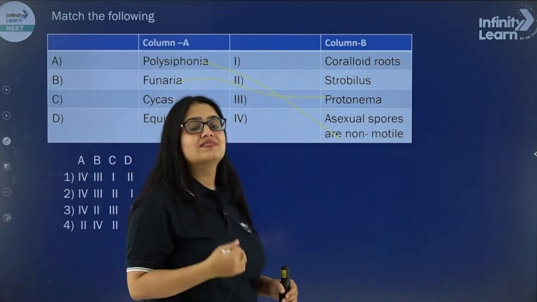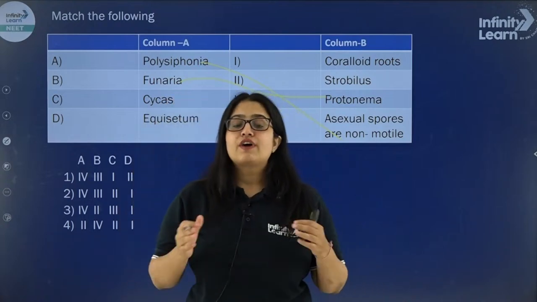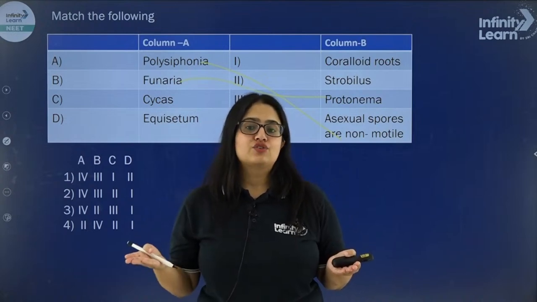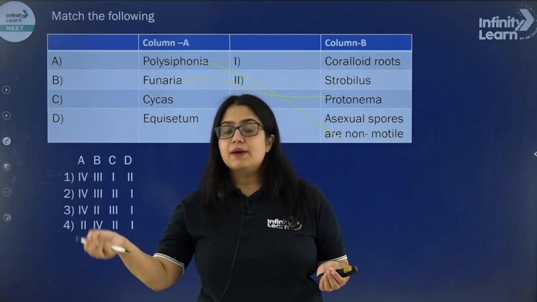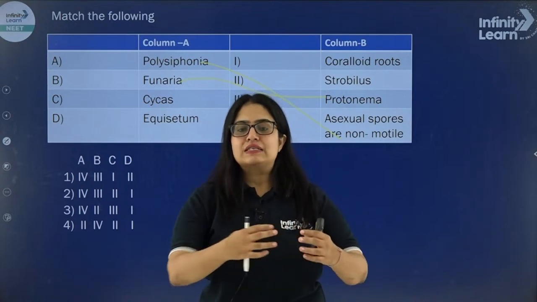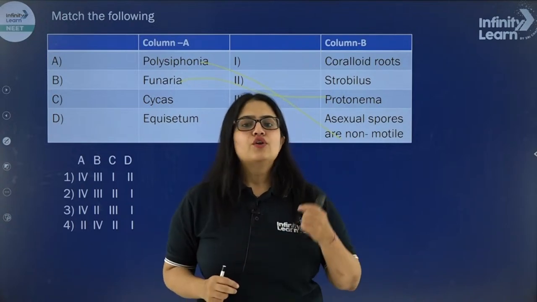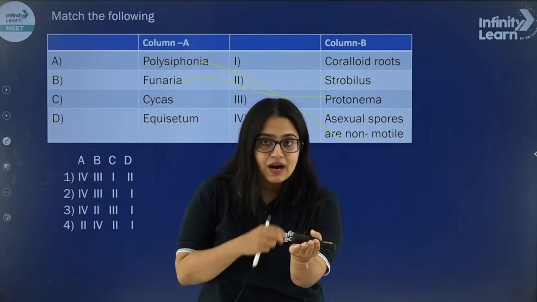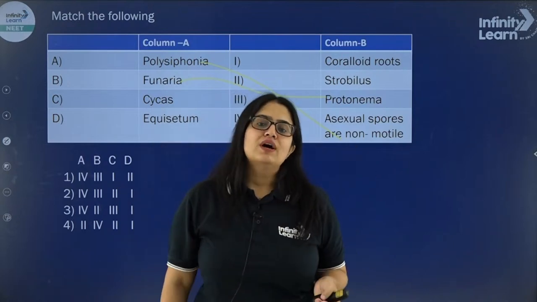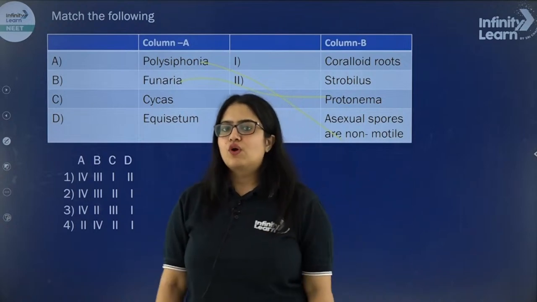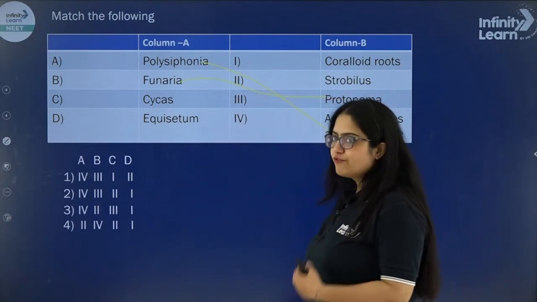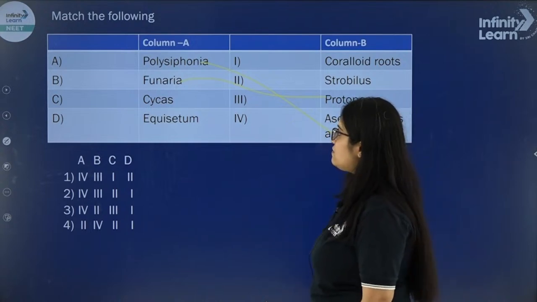In Funaria, the main plant body is the gametophyte. And the gametophyte of mosses has two stages, right? The protonema stage, and the second stage is the leafy gametophyte. When the haploid spore of moss germinates, it first forms a filamentous green branched structure known as protonema. Then on the protonema, a bud forms on the lateral side, which further develops into a gametophyte. So this is what takes place inside moss, Funaria: the protonema is the first stage of the gametophyte.